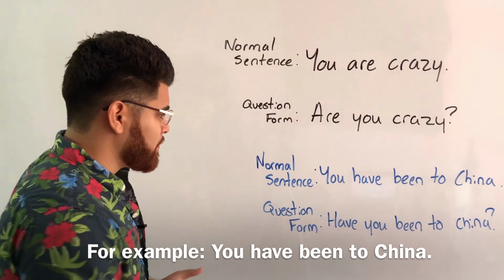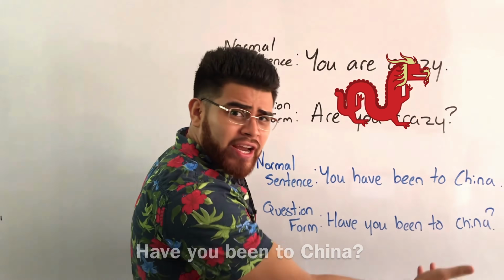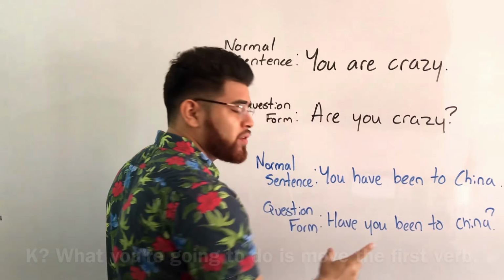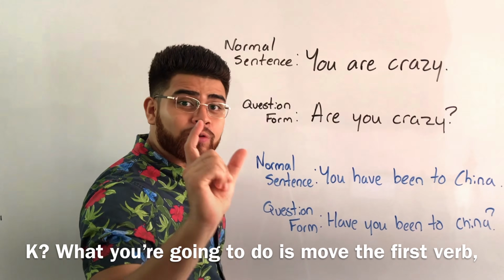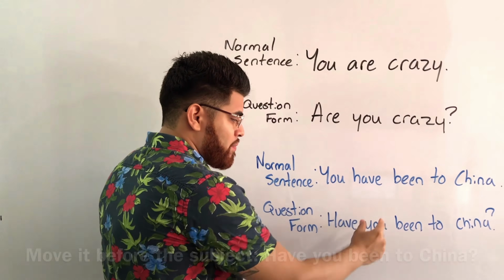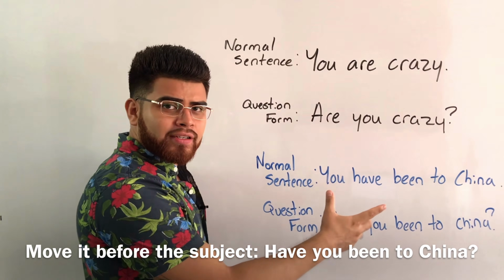For example, you have been to China. Have you been to China? We have two verbs, have and been. Okay, what you're going to do is move the first verb, which is the auxiliary verb, have. Move it before the subject. Have you been to China?